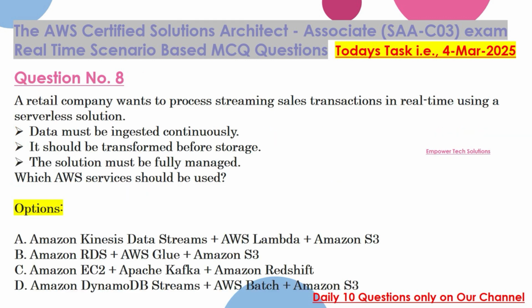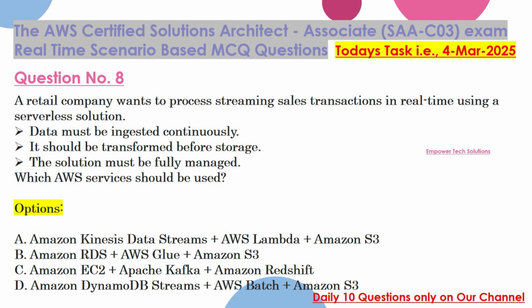Question 8. A retail company wants to process streaming sales transactions in real time using a serverless solution. Data must be ingested continuously. It should be transformed before storage. The solution must be fully managed. Which AWS services should be used?